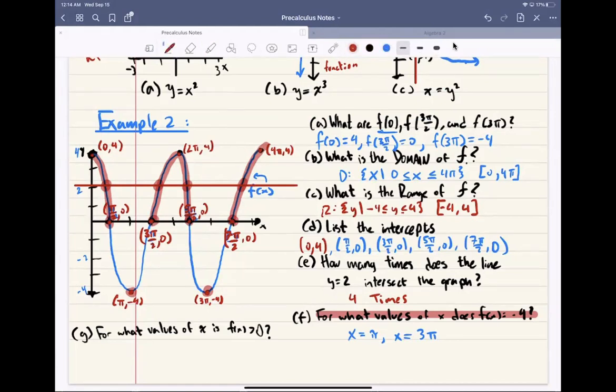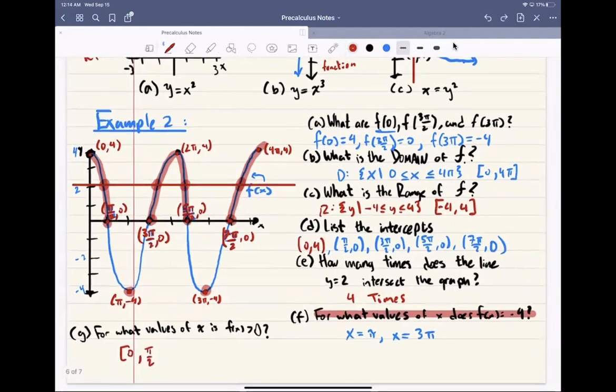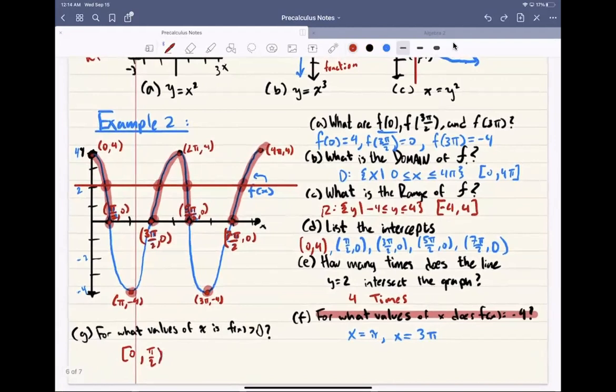So let's see, you'll notice we're going to include 0, right? Because at 0, we're good. And then at pi over 2, we're equal to 0. Because at pi over 2 we are equal to 0, and we want to be strictly greater than, we're not going to include pi over 2 as part of our answer. All right. And then we're going to union it.